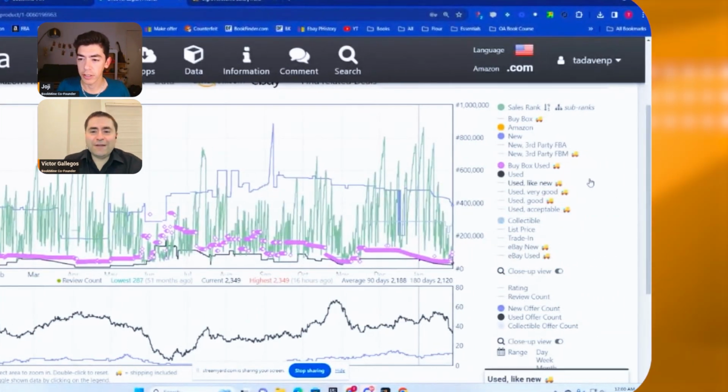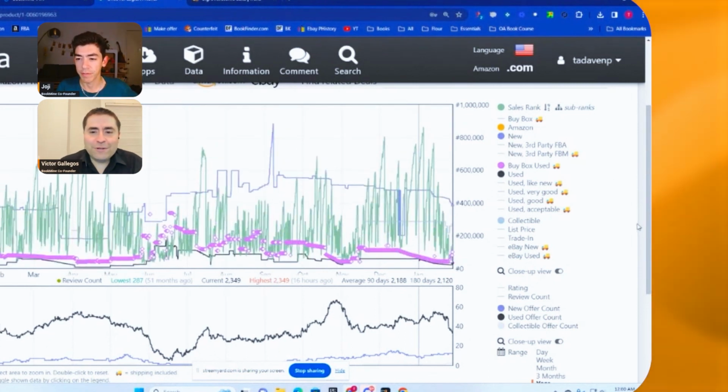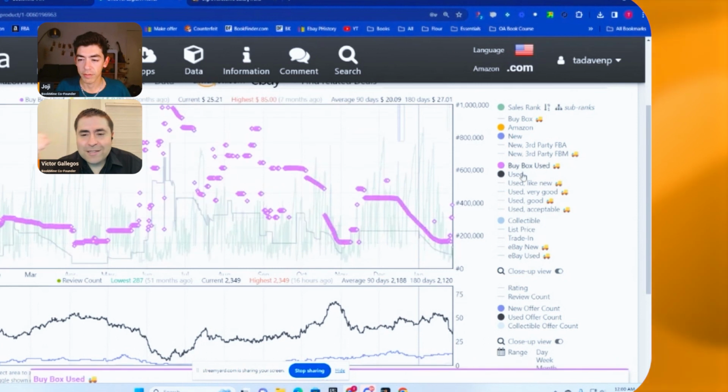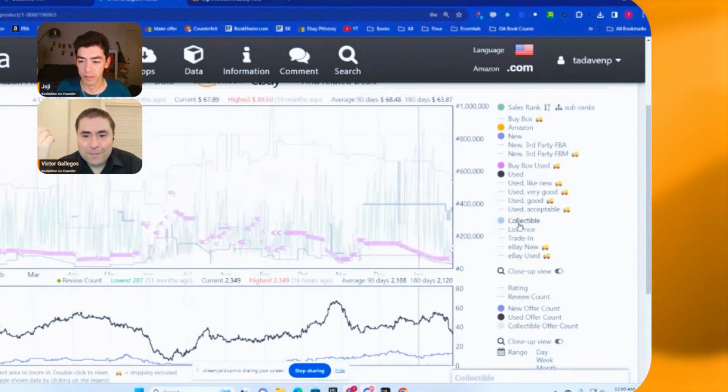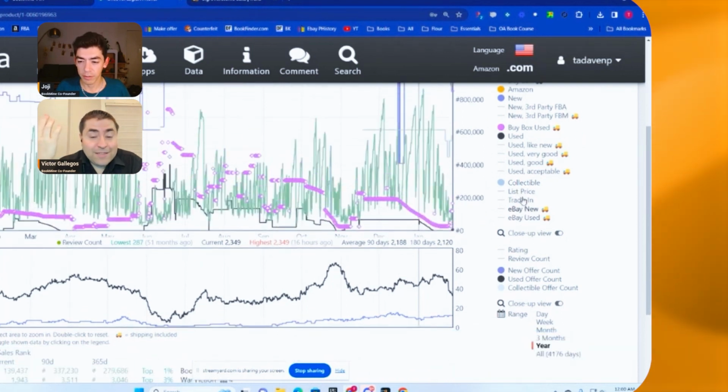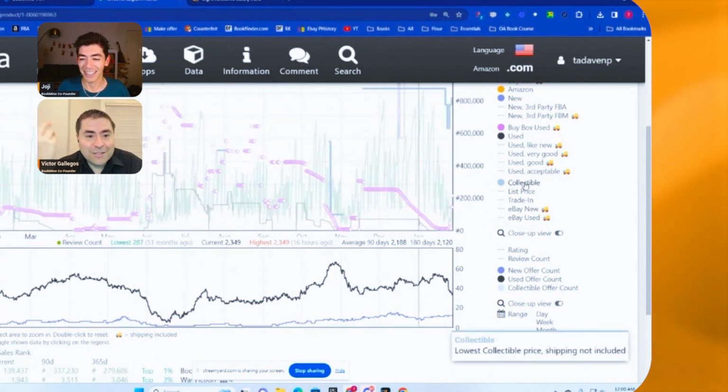These are definitely the ones I have, or very close to it. The sales rank, definitely. Amazon, new. The used buy box is critical. The used price, that's probably number one. I don't have collectible, so I uncheck that. But that doesn't necessarily mean there's something wrong with it. It is a good indicator.